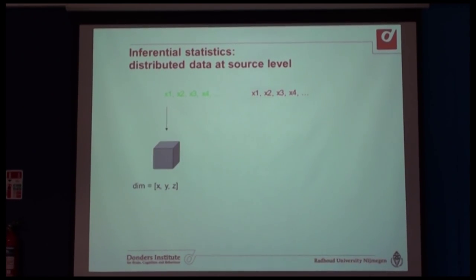And if we're considering the data at the source level, then what we have is, for example, a three-dimensional volume. This three-dimensional volume has dimensions along the x, the y, and the z direction. What we can do is reshape this into one very long vector, and that is how it's internally done in these functions. Each of the elements of this vector is basically one voxel.